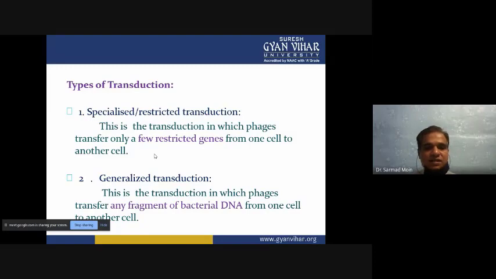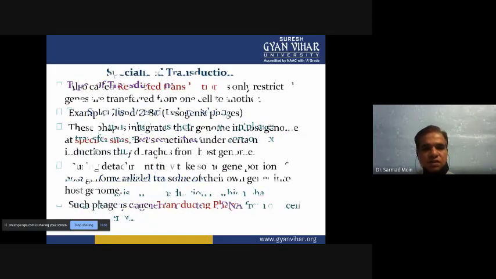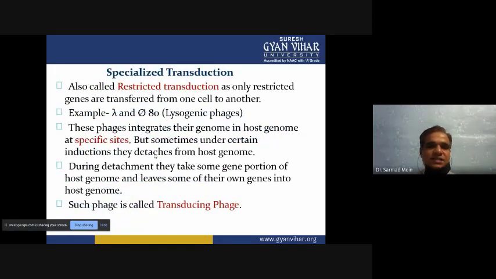Okay, so in this type of transduction, only some specialized, few genes can transfer from one organism to another, whereas in generalized transduction, any type of gene can transfer from one organism to another. First we will see the specialized type of transduction, or restricted transduction. Restricted transduction requires some specific genes to be transferred, and only then will it be effective. Otherwise, if those genes are not present, specialized or restricted transduction will not happen.